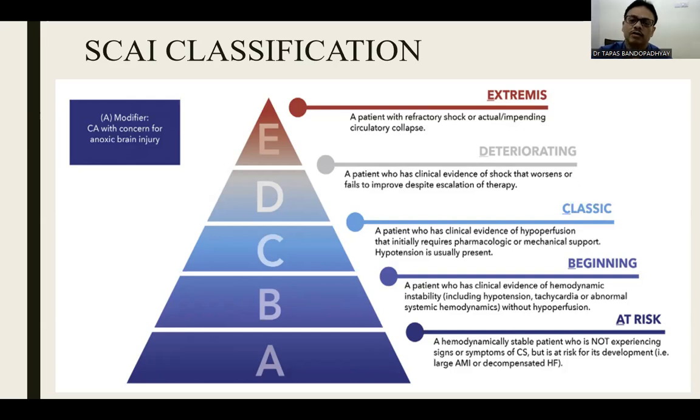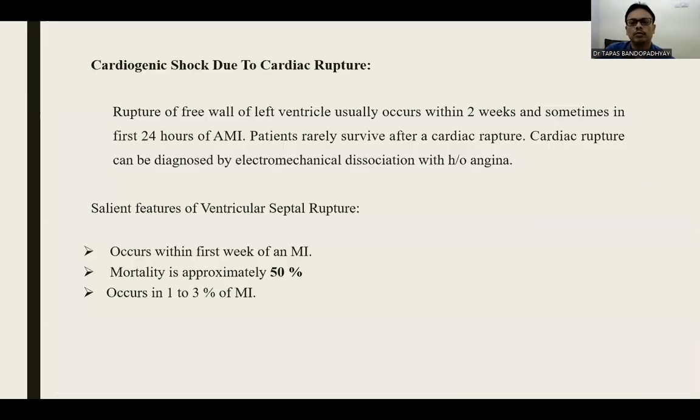Then there are the classic shock features, that is a patient who has clinical evidence of hypoperfusion that initially requires pharmacological or mechanical support, and hypotension is usually present. And the last stage, where it is not reversible, is the extremis, that is a patient with refractory shock or impending circulatory collapse, where you can only give some palliative therapy. You cannot reverse the shock.